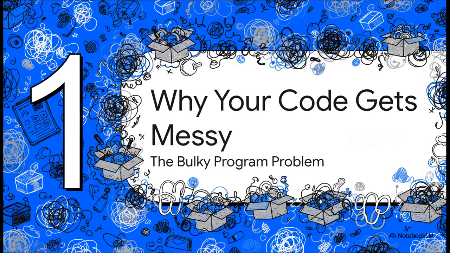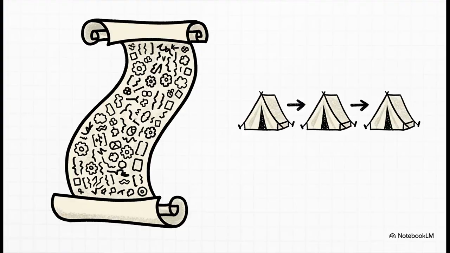So, first things first, let's figure out what the problem really is. Let's introduce the villain of our story. A big, bulky program that tries to do everything all at once, with zero organization. Just look at this program from your book. It's calculating the tent's canvas area, the cost in rupees, the tax. Everything is just jumbled together in one long piece of code.